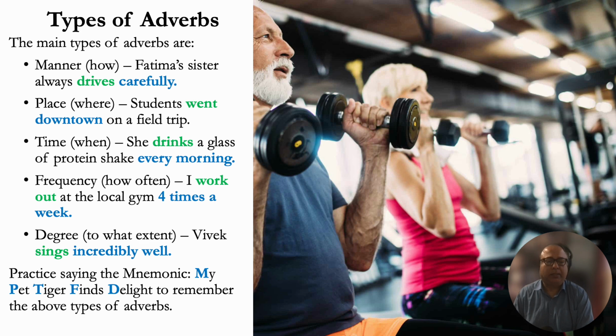So the mnemonic below, which is to help memory, is: my pet tiger finds delight. Repeat this mnemonic several times until you remember it. The M in my is for manner, pet for place, tiger for time, F for frequency, and D for degree. My pet tiger finds delight.